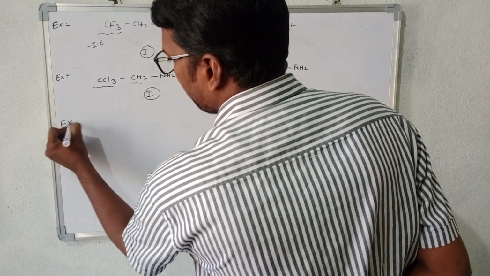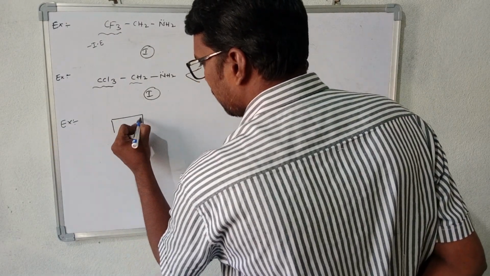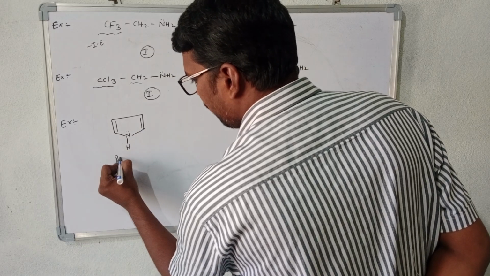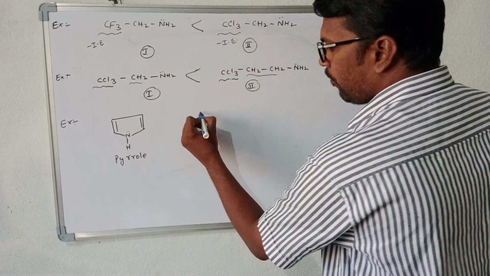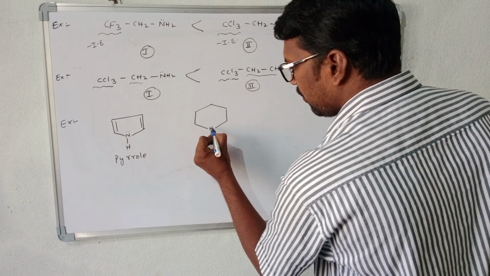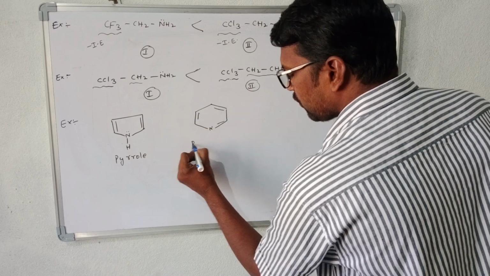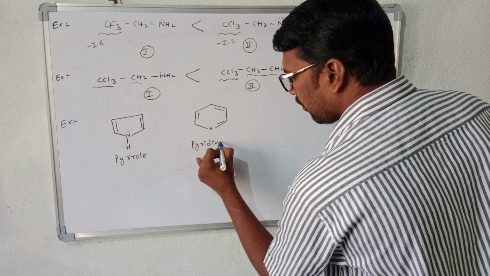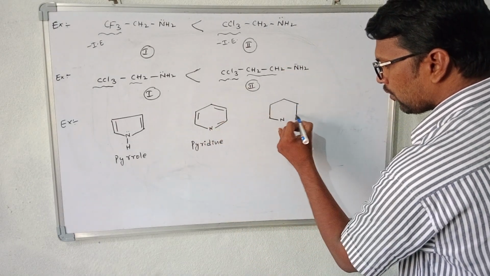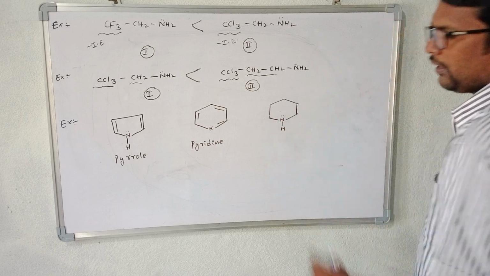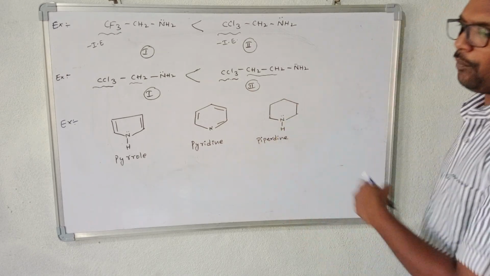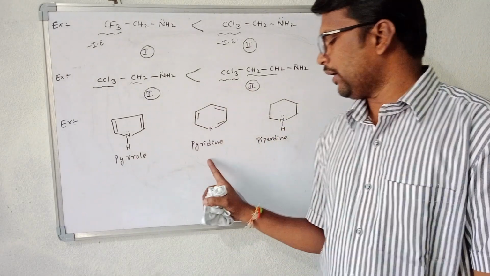Right. Now we take another example. It is a structure. It is called pyrrole, and we take another structure. It is called pyridine. Now another one. It is called piperidine. Okay, now we compare basicity of these three: pyrrole, pyridine, piperidine.